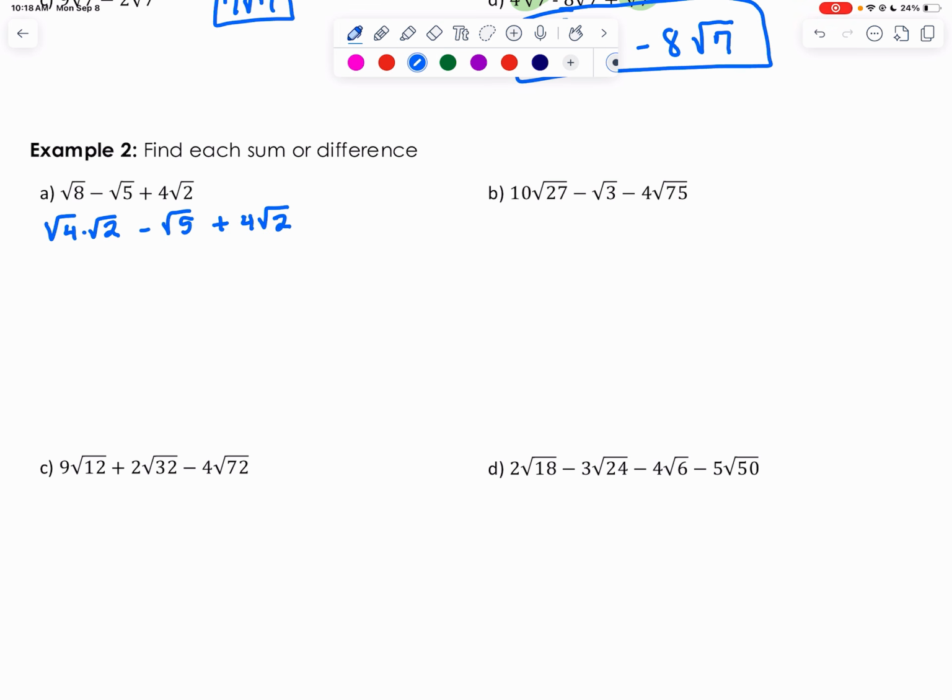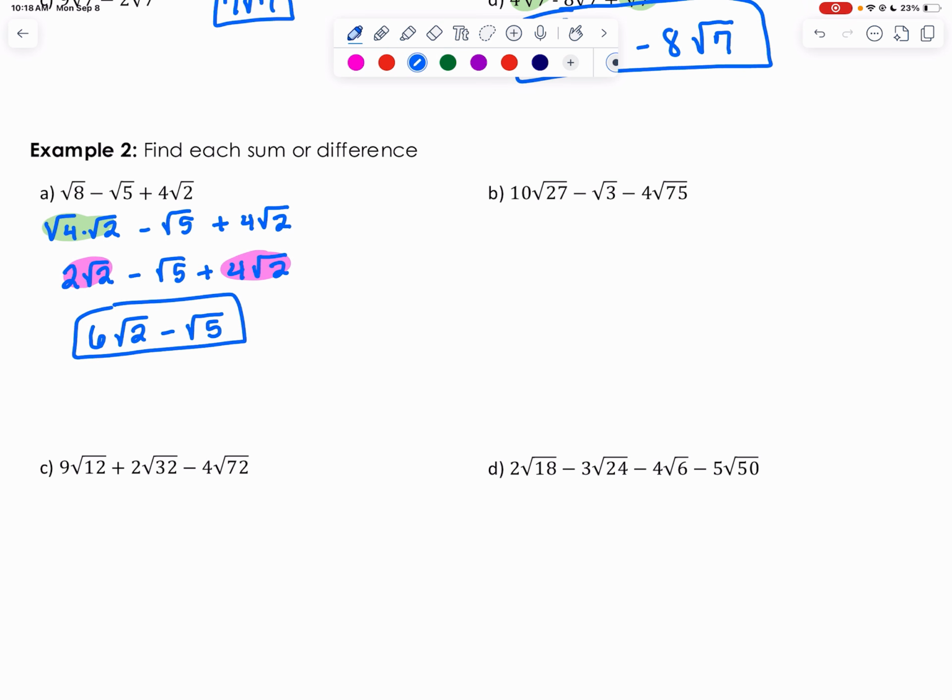Now, I can break this expression down. So square root of 4 is 2, so this would be 2 square root 2 minus square root 5 plus 4 square root 2. Now that everything is simplified, we can simply combine our like radicals. So let's combine 2 square root 2 plus 4 square root 2, and that would be 6 square root 2 minus square root 5.